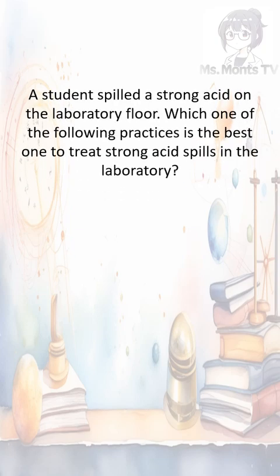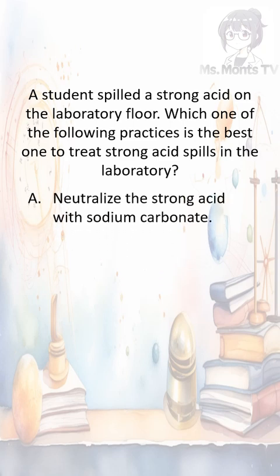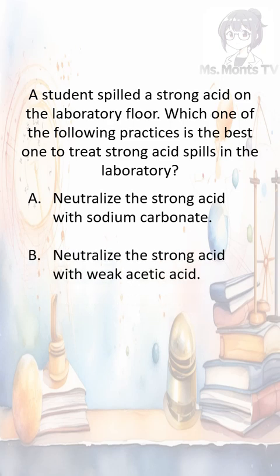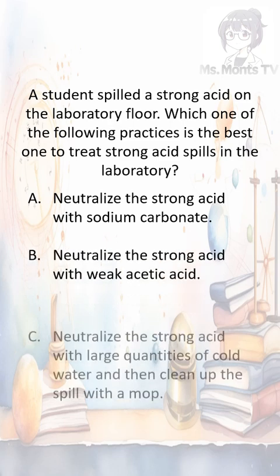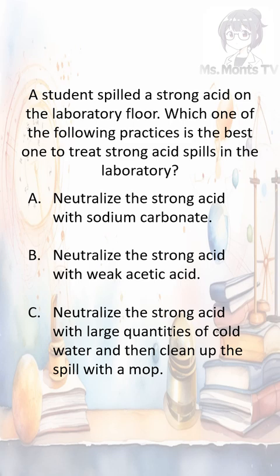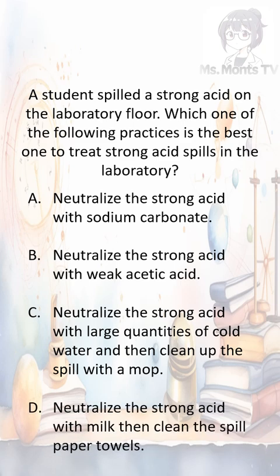Students spilled strong acid on the lab floor. Which one of the following practices is the best one to treat strong acid spills in the lab? A. Neutralize the strong acid with sodium carbonate. B. Neutralize the strong acid with weak acetic acid. C. Neutralize the strong acid with large quantities of cold water and then clean up the spill with a mop. D. Neutralize the strong acid with milk, then clean the spill with paper towels.